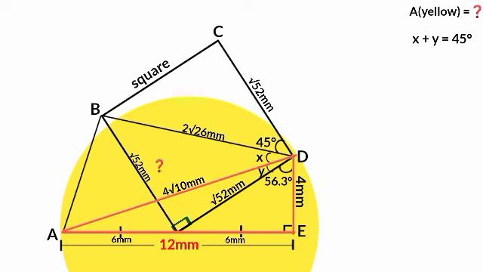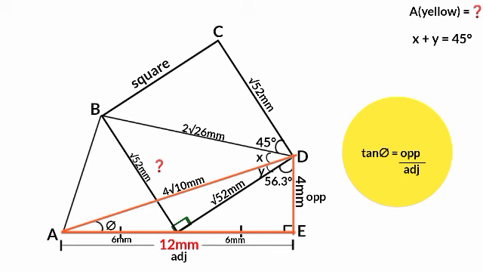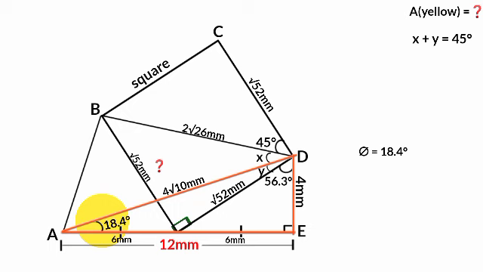Now from this triangle ADE, we can also use SOHCAHTOA to find the size of this angle. Assuming it is theta, this is opposite and this is adjacent. We know tan theta equals opposite over adjacent. Opposite is 4 millimeters and adjacent is 12 millimeters. 4 millimeters over 12 millimeters is 1 over 3. So tan theta equals 1 over 3. And from this, theta equals tan inverse of 1 over 3, which is 18.4. So theta equals 18.4 degrees. That is, this angle is 18.4 degrees.